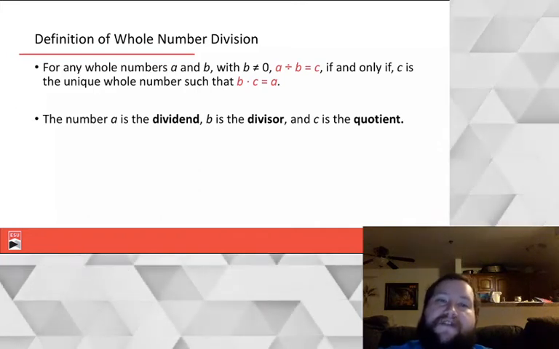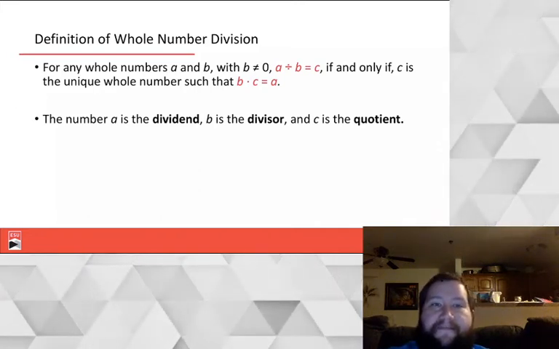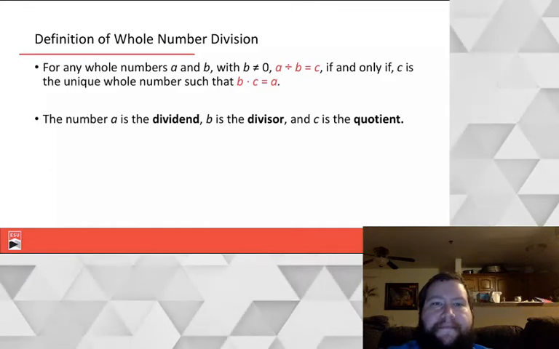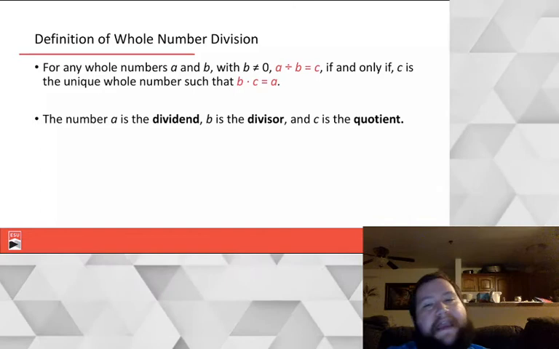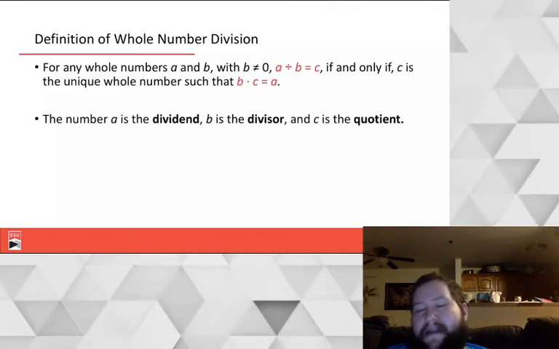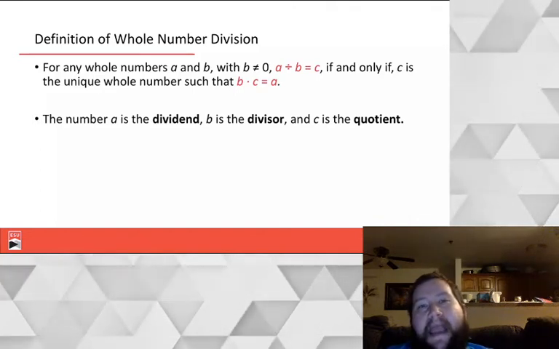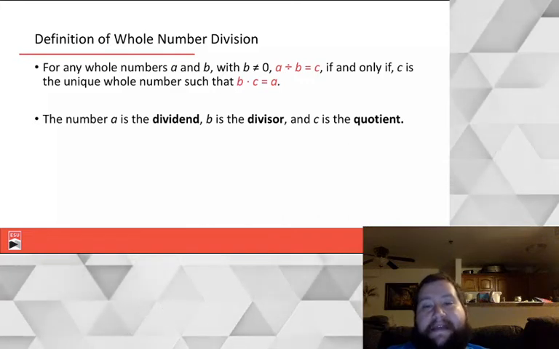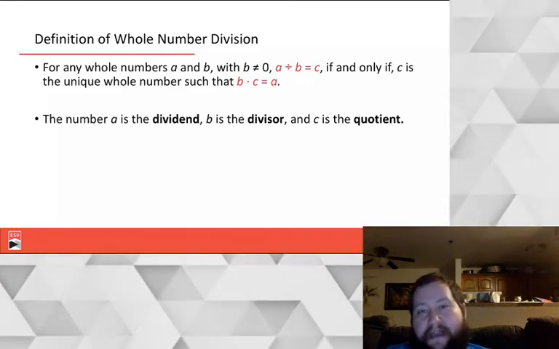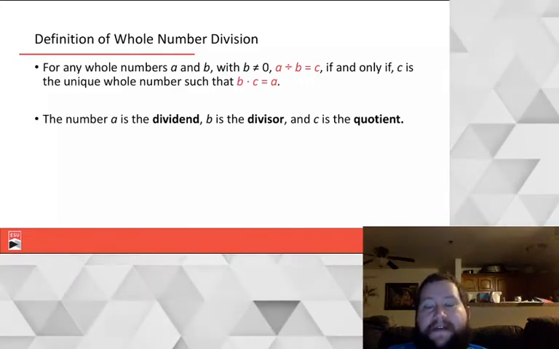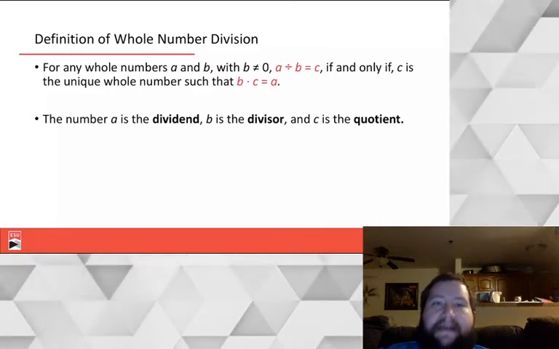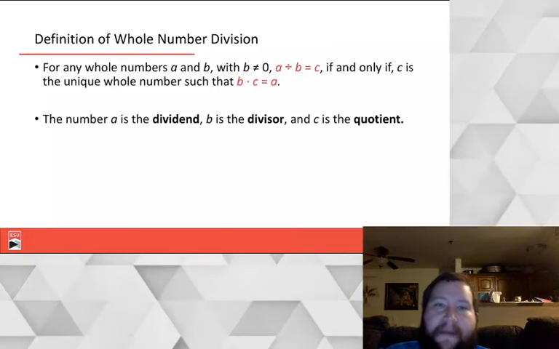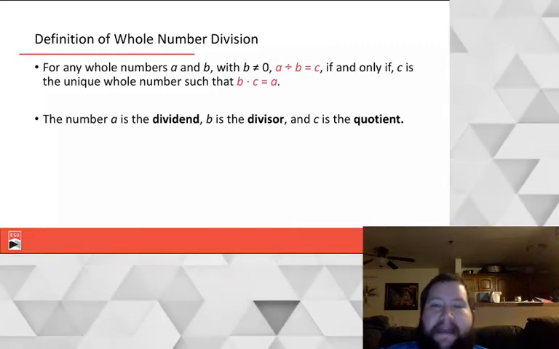Our definition for division is, for any whole numbers a and b, b can't be 0. We can't divide by 0, and we'll talk about that in just a little bit. a divided by b equals c if and only if, so that's saying these two statements are equivalent, a divided by b equals c is equivalent to b times c equals a.